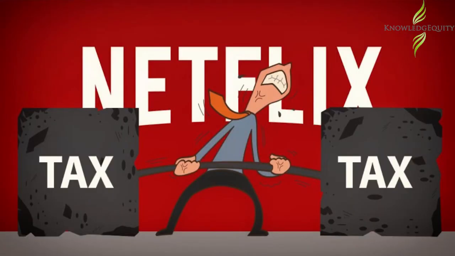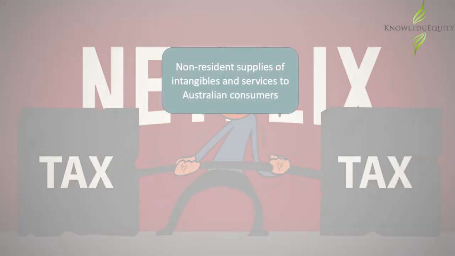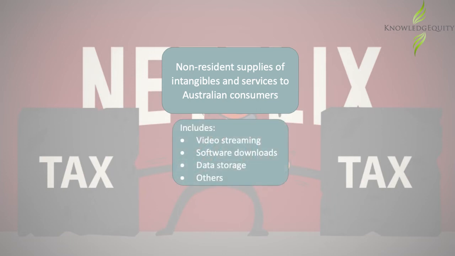Another area of the cross-border GST provisions is popularly called the Netflix tax. This imposes a tax where a non-resident supplies intangibles and services to Australian consumers. This covers such items as sales of online movies, TV show streaming, software downloads, and data storage. The relevant provisions are similar to the importation of low-value goods provisions.